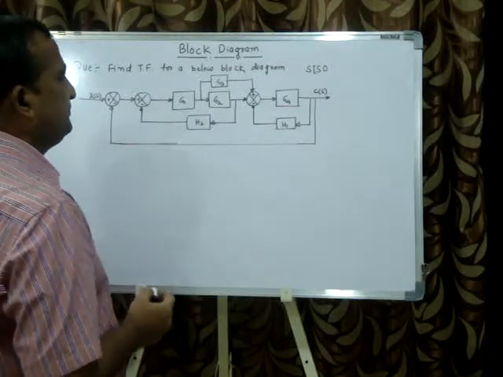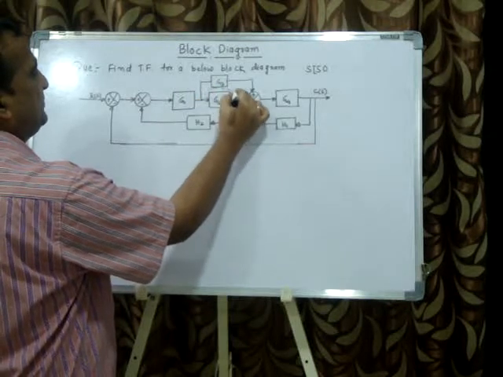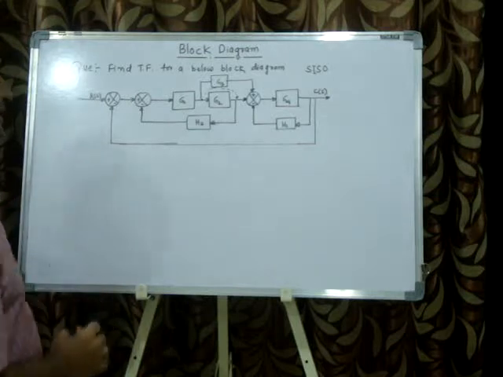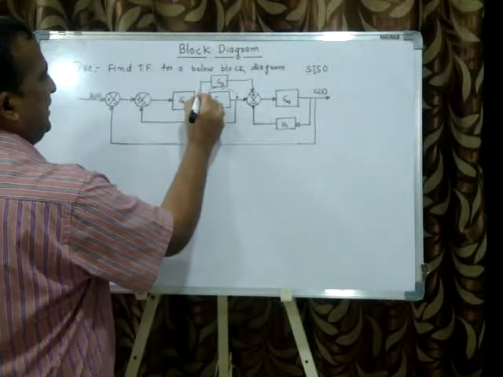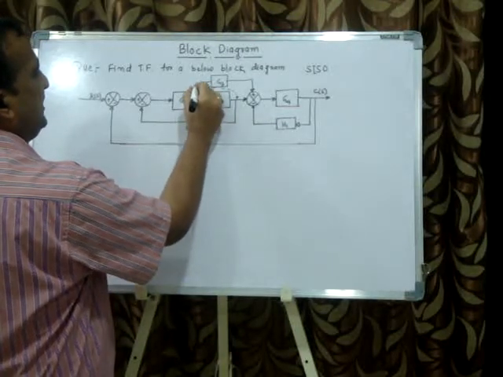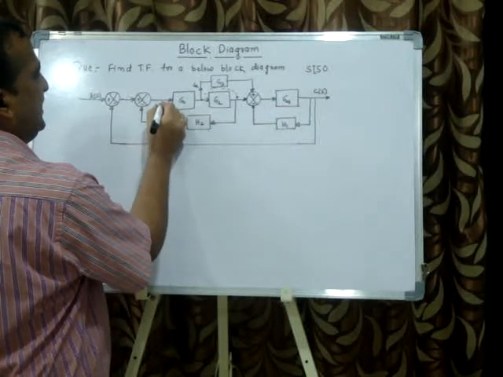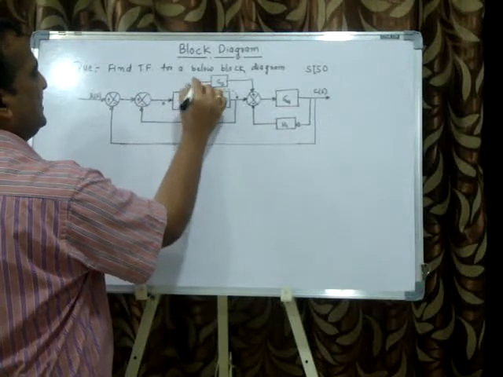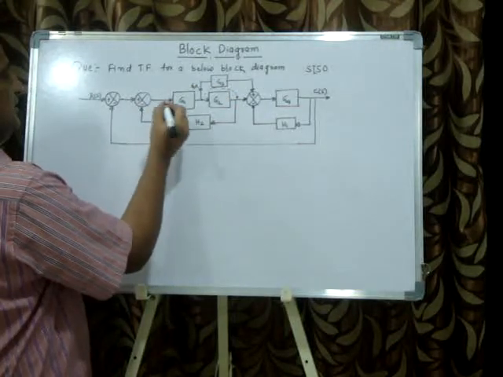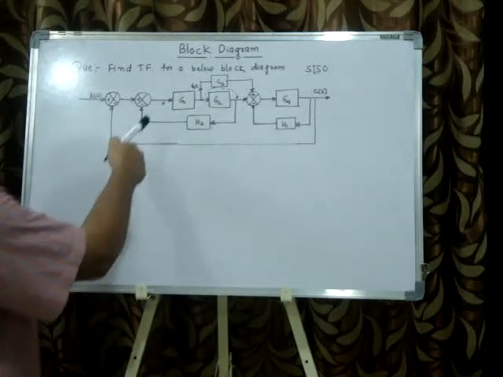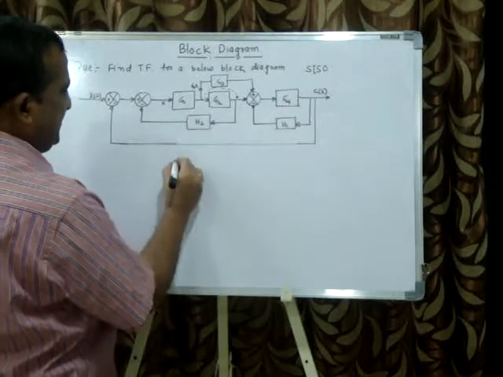G1 and G2 are in series, but I have to shift this take-off point to this side. If I shift this side, then these two become series. So now which signal is going here? G1 is going here. Whatever the X is, I will take one signal before here, so G1X is going. Only one step I will take before. So G1X, whatever the X, multiply this, G1X is going to G3.